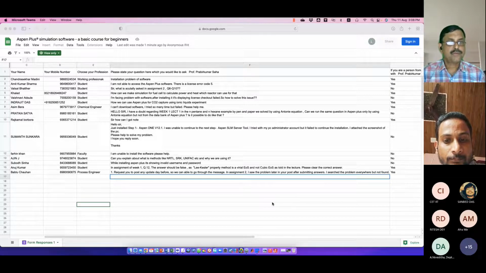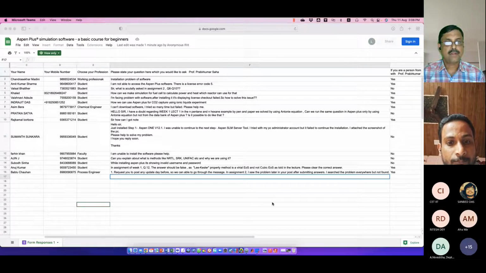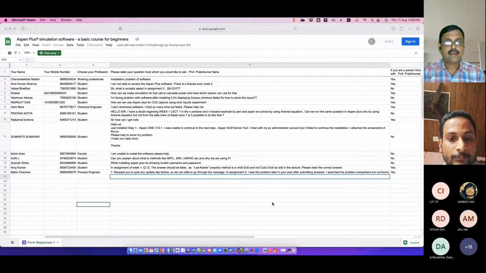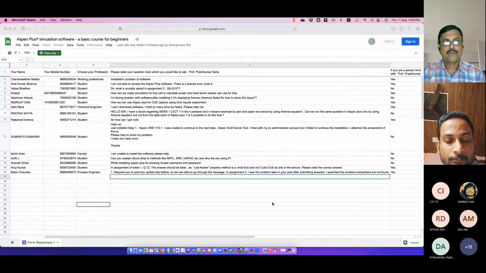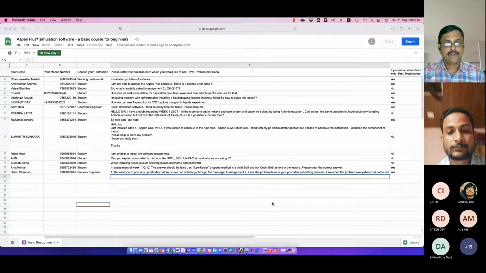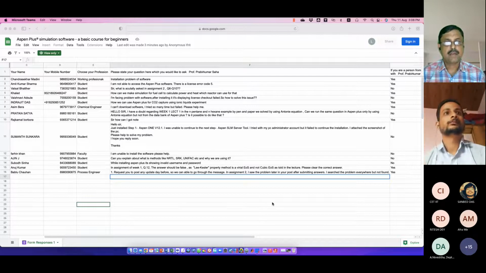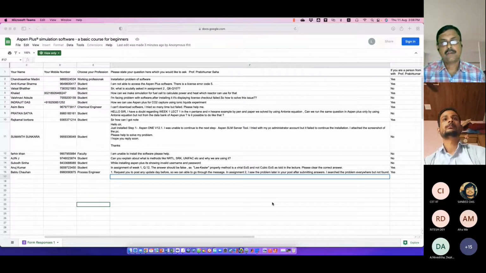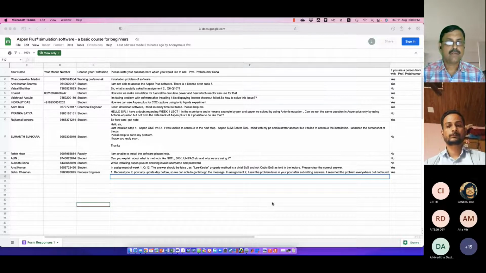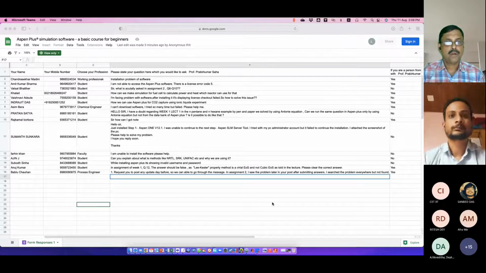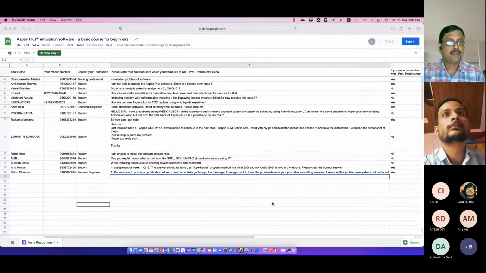Then Vaishnavi Arsule is asking, I am facing problem with the software. After installing, it is displaying license checkout failed. So how to solve this issue? As I said, licensing should not be a problem. You have to enter the server address properly, and unless more than 150 learners are simultaneously trying to access the license, this license check failed error message should not be displayed.